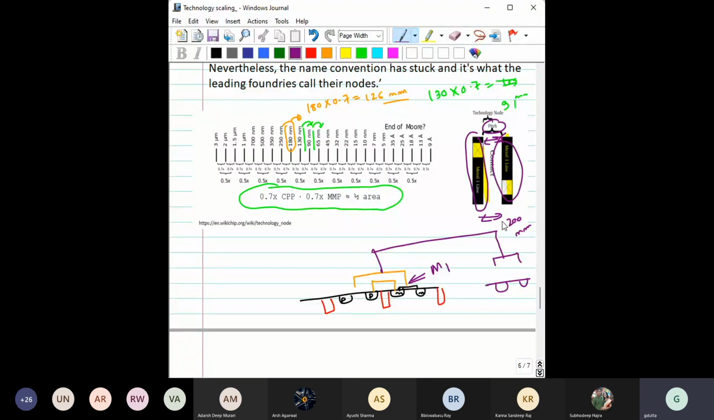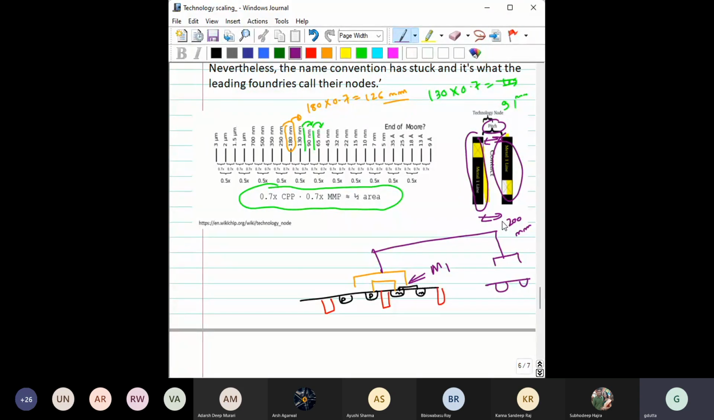Then something even more interesting happened. When you arrived at 22 nanometer, 10 nanometer, even this does not represent any physical dimension. These are just numbers. Say Intel 10 nanometer may have the same or almost similar dimension as the TSMC 7 nanometer node. So nowadays 7 nanometer, 10 nanometer does not represent any physical dimension. It is just a type of reference.